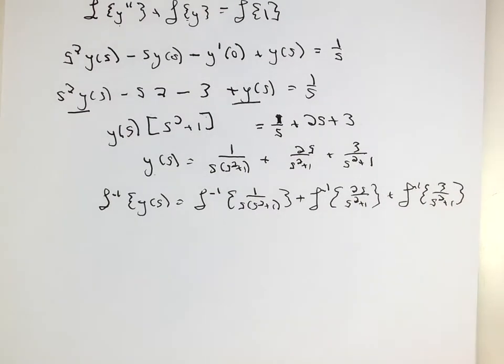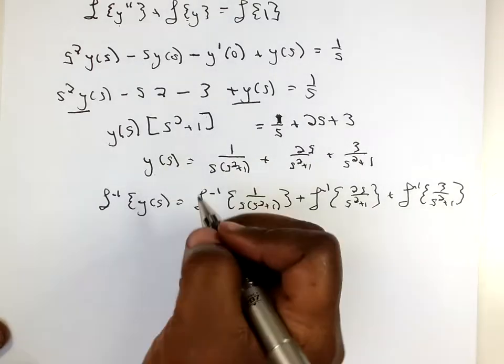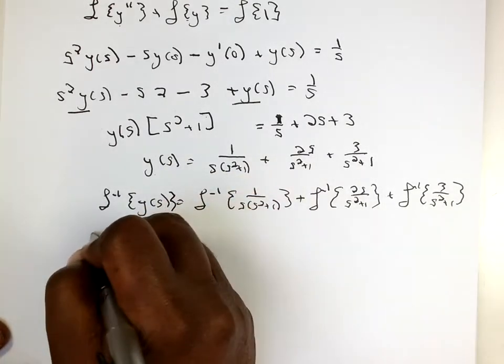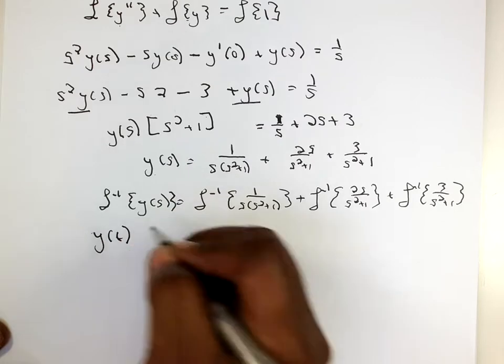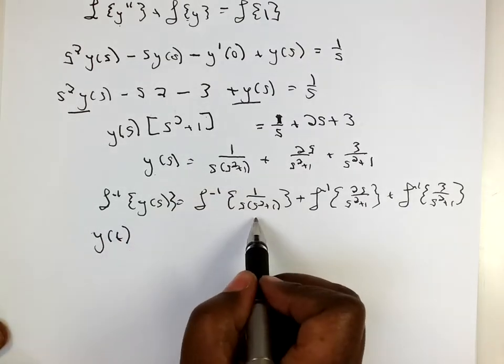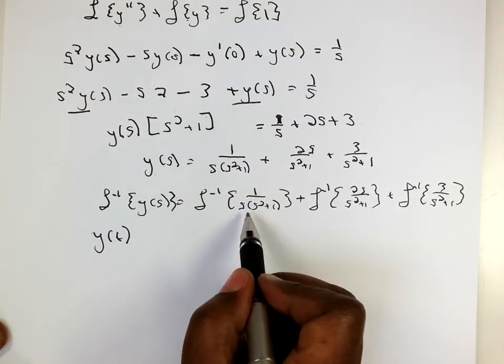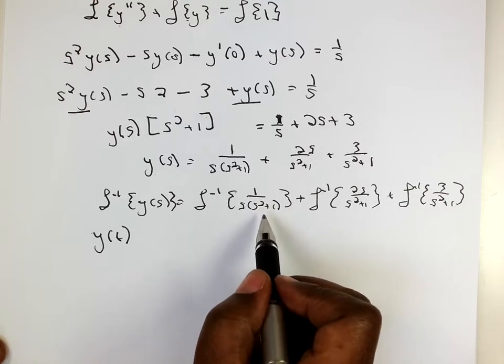Okay, so I have each of those terms listed out. We start with the inverse Laplace of Y of s, which will just give me the y of t. Here I have a little bit of work to do. So I have 1 over s times s squared plus 1. Well, I need to break that up with partial fractions.